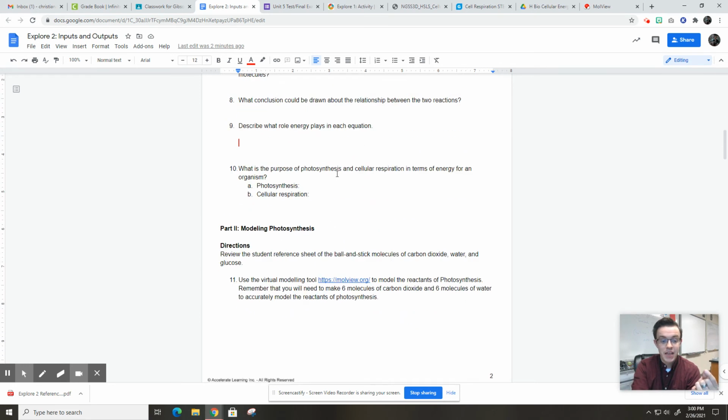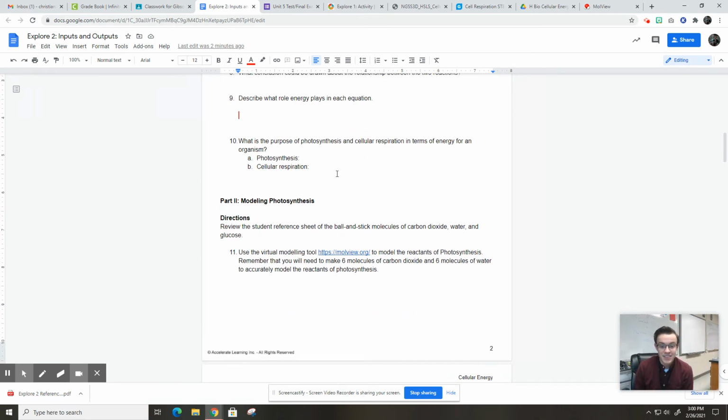That's the whole purpose of us breaking down this glucose, is to get energy as a product for our cells to use, okay? And number 10, what is the purpose of photosynthesis and cellular respiration in terms of energy for an organism? So photosynthesis is capturing light energy, or another word for that is radiant energy, and storing it up as chemical energy in the form of glucose, okay? Then cellular respiration is taking that chemical energy stored in the bonds of glucose, breaking it down and releasing that energy in the form of ATP, which is a form of energy that our cells can use to do cellular functions, okay?